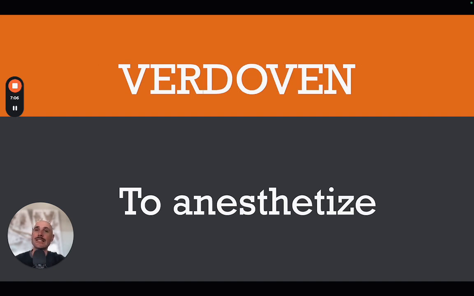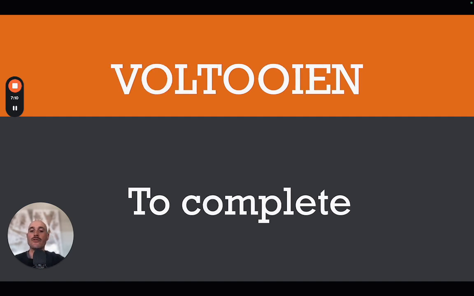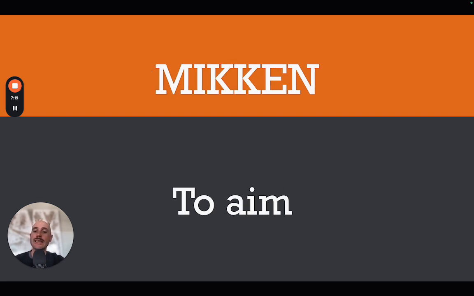Verdoven. Verdoven is to anesthetize, right? Verdoven, to anesthetize. Voltooien. Voltooien is to complete, right? To complete is voltooien. Voltooid, completed, all right? Mikken. Mikken is to aim, all right? To take aim at something.